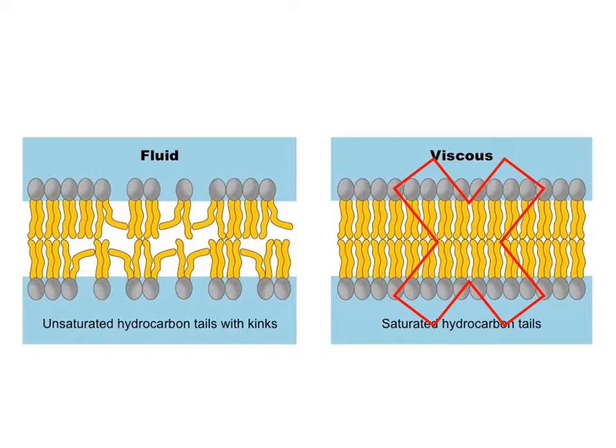So if all of the tails are saturated, that would not be a good thing, because now the membrane would be too viscous, too non-pliable, non-flexible. You want the membrane to be flexible.